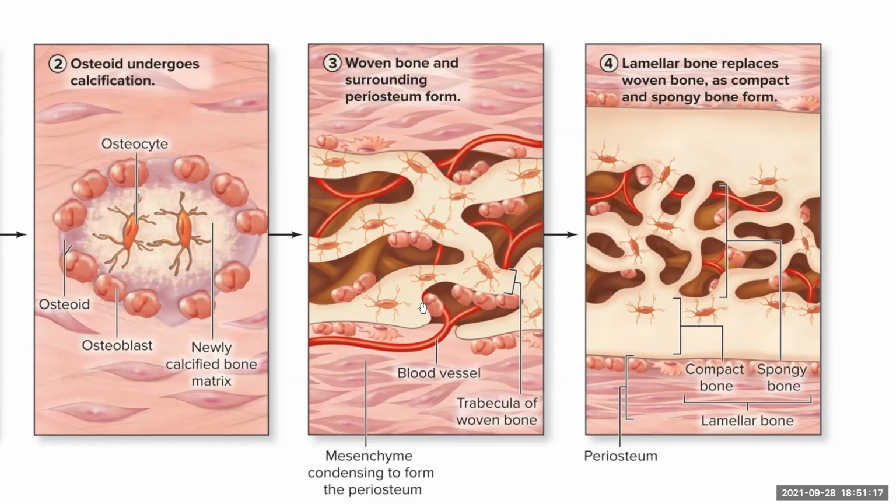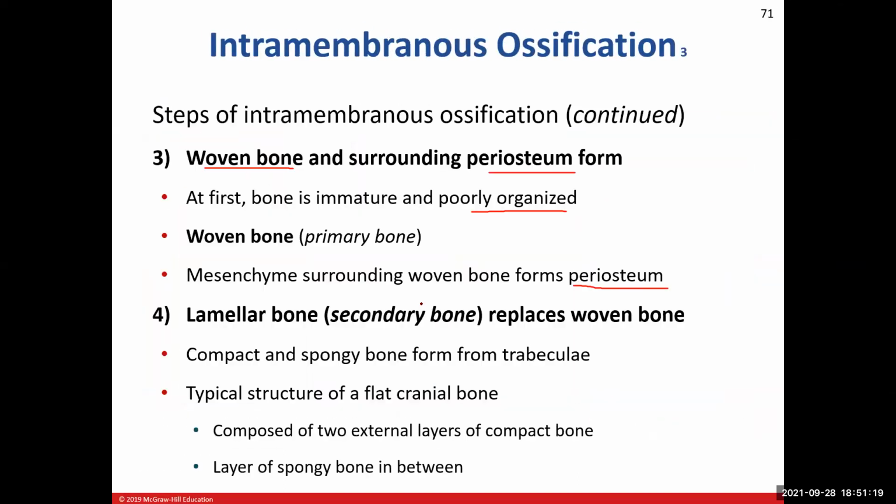All right, the 4th step is the replacement step. So our primary bone, the woven bone, gets replaced by the lamellar bone. And that's where we start to see the formation of compact and spongy bone. So the compact will be on the exterior portions, and then just internal to that, we'll see the spongy bone, right? And we'll see the trabeculae, that little lattice scaffolding on the internal portion of the spongy bone there.